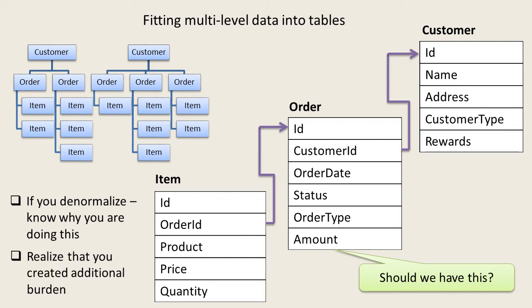And another important thing, which we just explained, you need to realize that you now created additional burden. So you now have duty of updating this column. And obviously, it could be difficult sometimes, because sometimes you have many pieces of software. They may be updating your database independently. So now you need to make sure that every update to item table also updates order table.